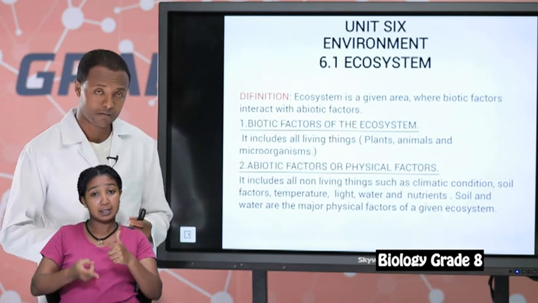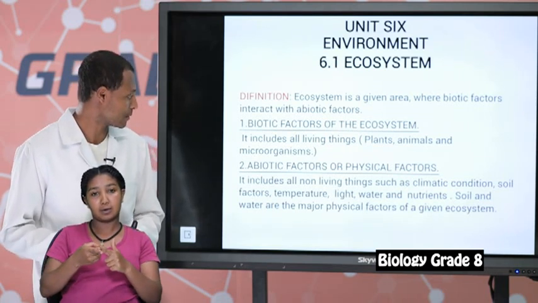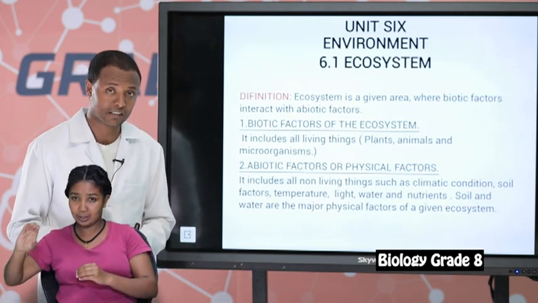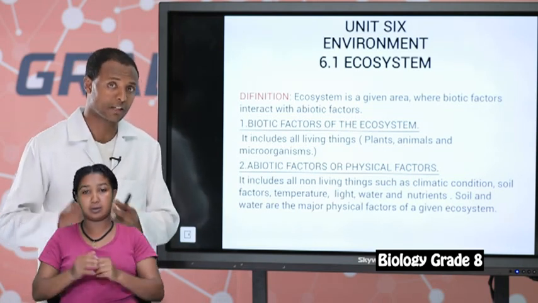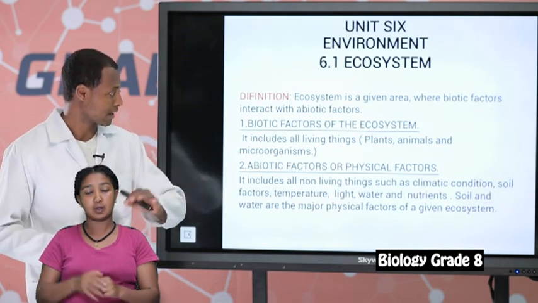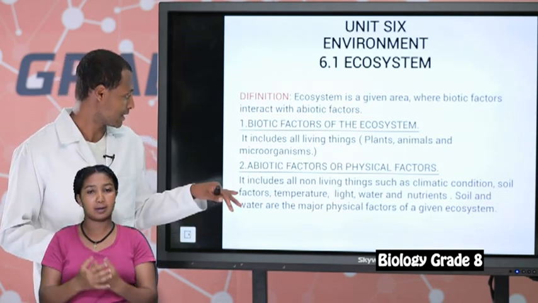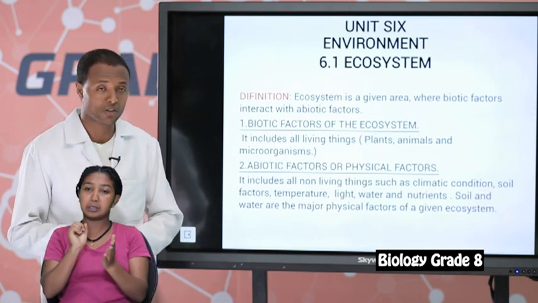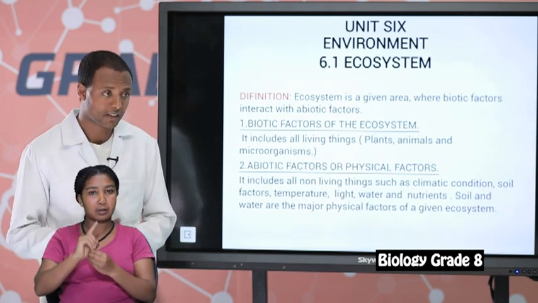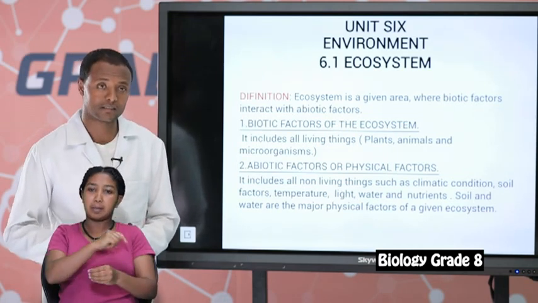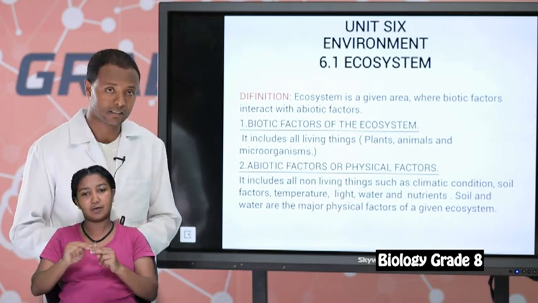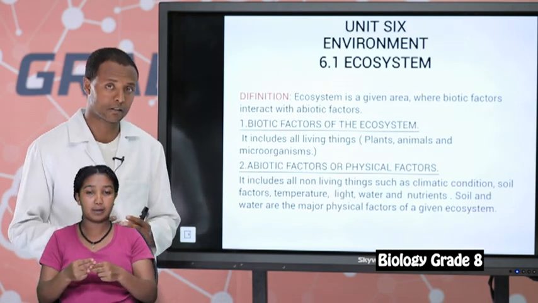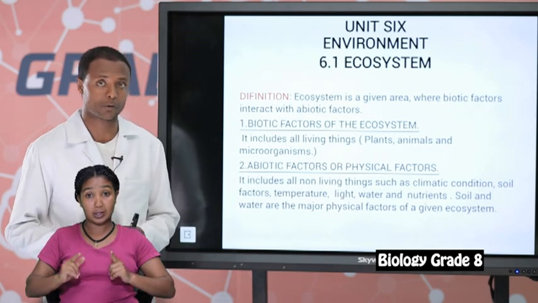The second factor of an ecosystem is abiotic factors. Abiotic factors mean non-living things, or the physical factors or parts of the ecosystem. There are many. It includes all non-living things such as climatic conditions, soil features, temperature, light, nutrients, and such things. They are considered the non-living or physical part of the ecosystem.